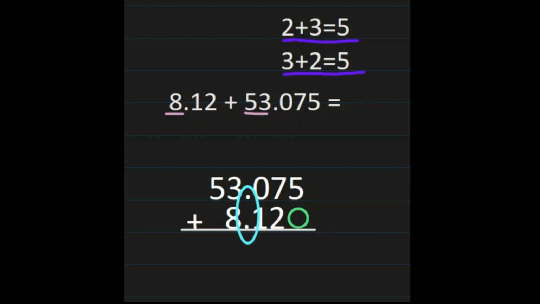I'm going to start on the right with 5 plus 0 is 5. 7 plus 2 is 9. 0 plus 1 is 1. I'm keeping my decimal points lined up. 8 plus 3 is 11. I'll carry my 1. And 5 plus 1 is 6 for a sum of 61 and 195 thousandths. Again, taking note that you're keeping your decimal lined up in your problem and also in your sum.